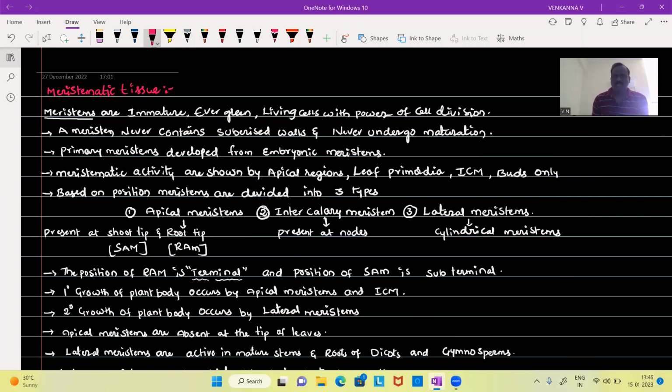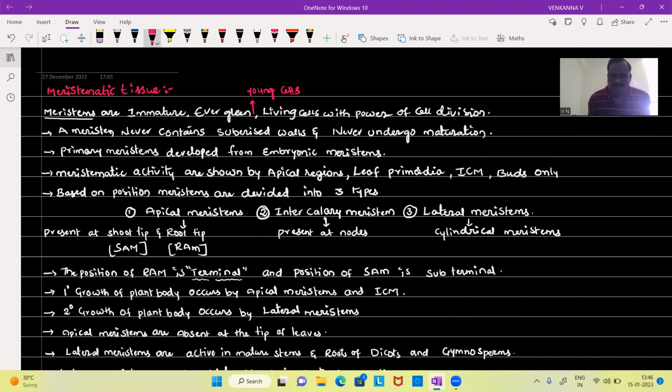Meristems are immature cells. That means they never undergo maturation. They are evergreen young cells. Evergreen young cell means they never undergo maturation, so simply they are called evergreen young cells, living cells with the power of cell division.